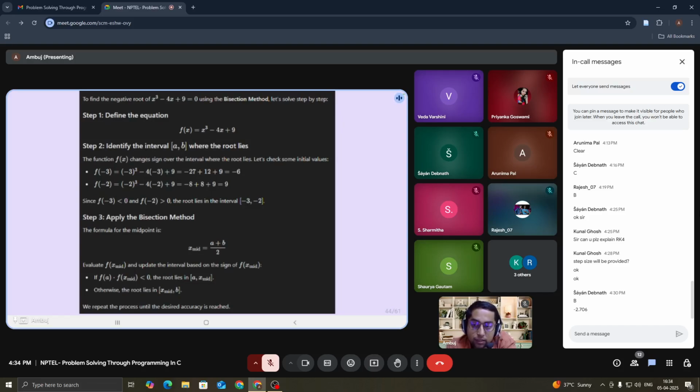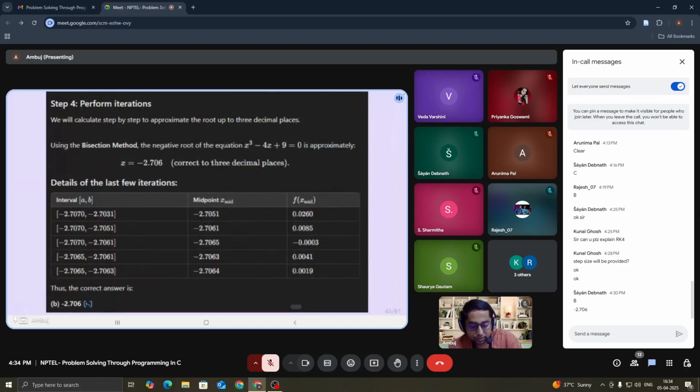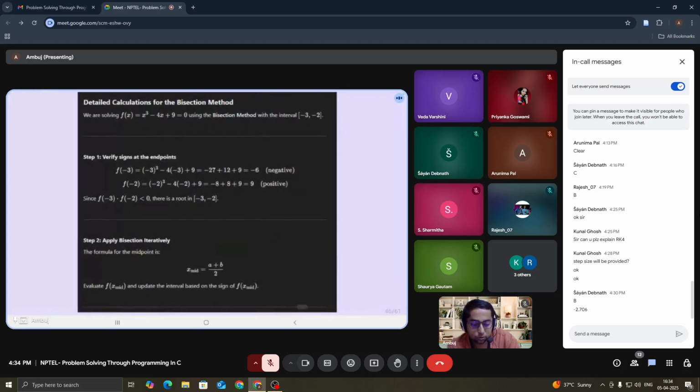Applying the bisection method, the formula is very simple, it is just calculating the midpoint. Midpoint will be minus 3 plus minus 2 divided by 2. Evaluate f of x mid and update the interval based on the sign of f of x mid. Now try to calculate. Perform different iterations. In summary, I have provided it to you, and I'll tell you step by step also.